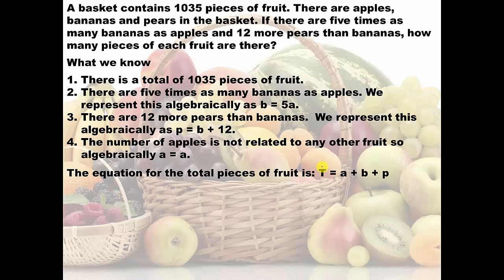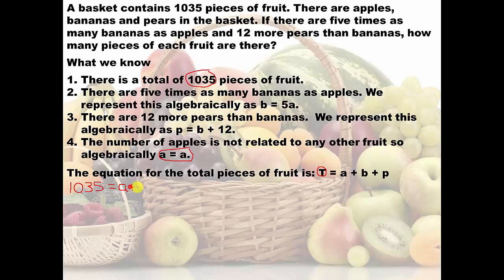So T, the total. How many total pieces of fruit do we have? 1,035. So instead of writing T, we can put 1,035 pieces of fruit. What do we know about apples? All we know is A is equal to A. So there's no relationship there. So A just stays A.